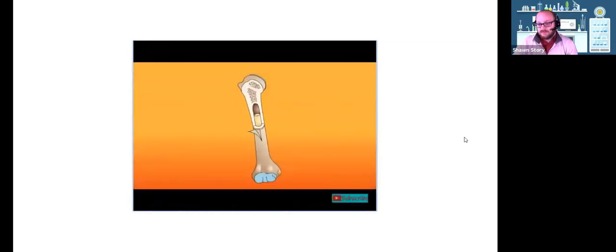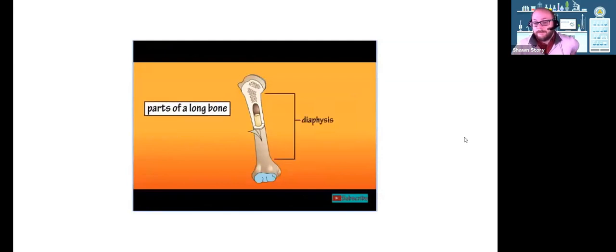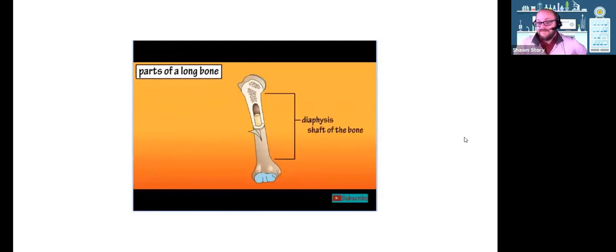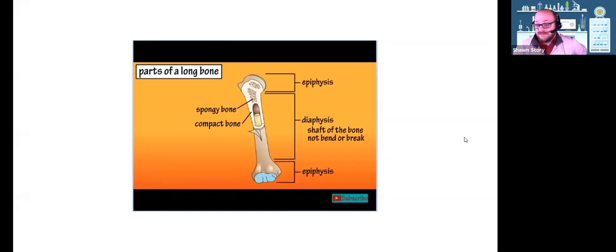Basic overview of the parts of a long bone. The diaphysis is the shaft of the bone, and its function is to be rigid enough to tolerate strong forces and not bend or break. The diaphysis is comprised of compact bone tissue and spongy bone tissue. At each end of the diaphysis is an epiphysis, which is comprised mainly of spongy bone tissue. The spaces of spongy bone tissue contain red marrow, which produces red blood cells, white blood cells, and platelets.